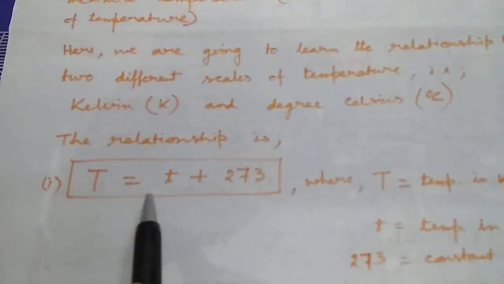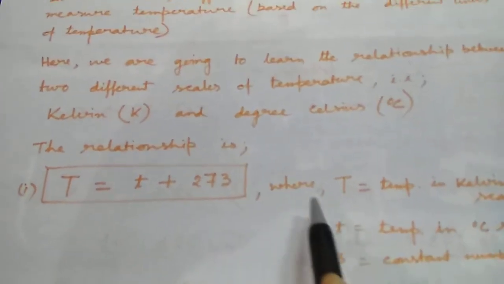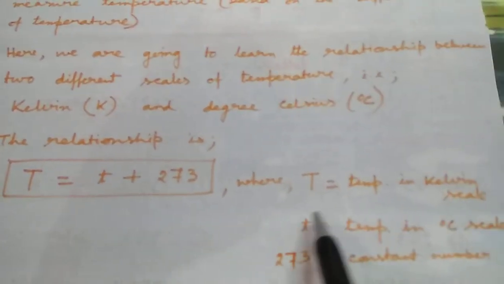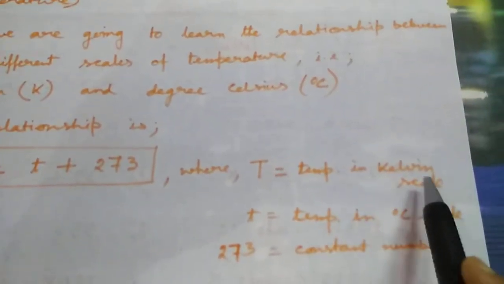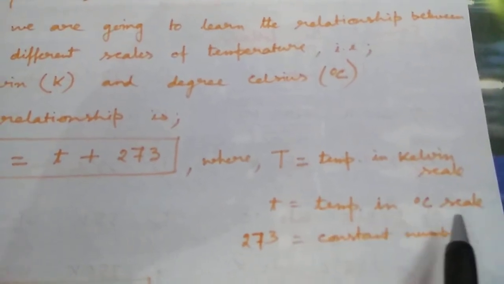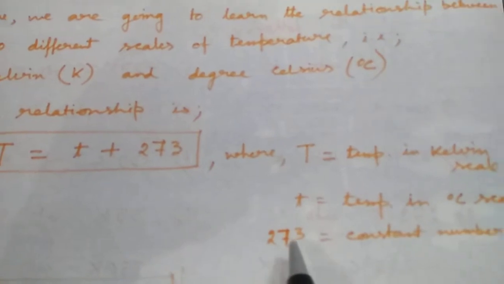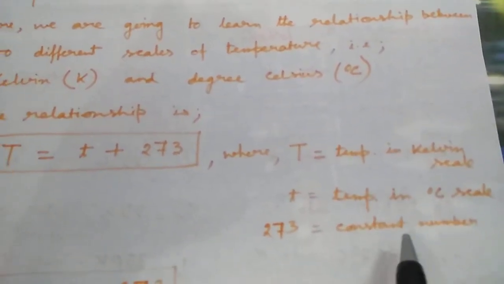Capital T is equal to small t plus 273. Now the question is, what is capital T and what is small t? Capital T is the temperature given in Kelvin scale and small t is the temperature given in degree Celsius scale. And 273 is the constant, that is the fixed number.